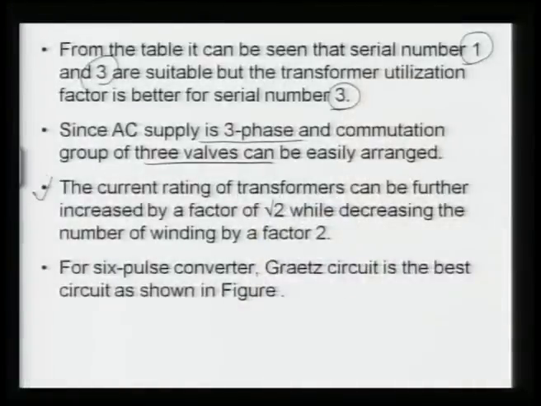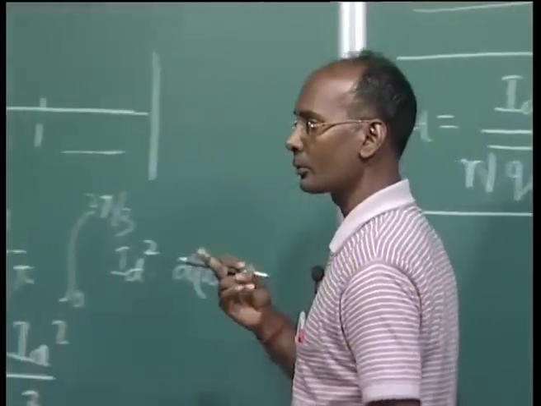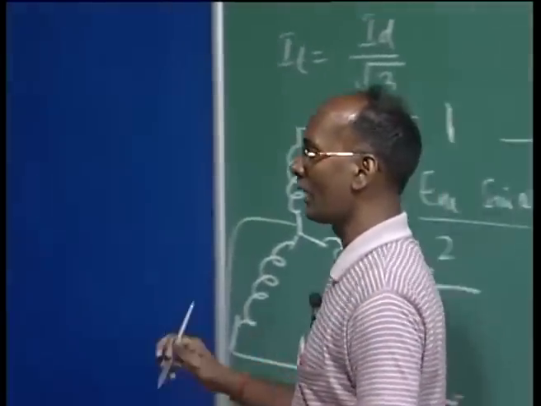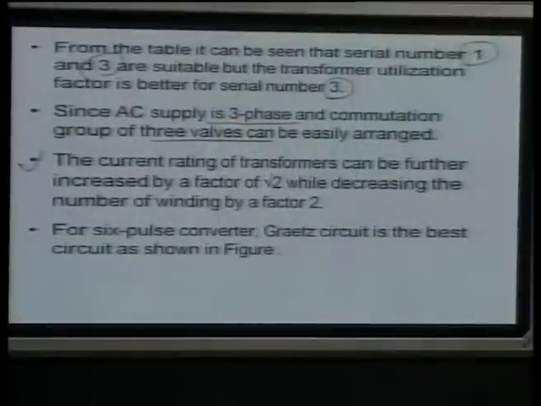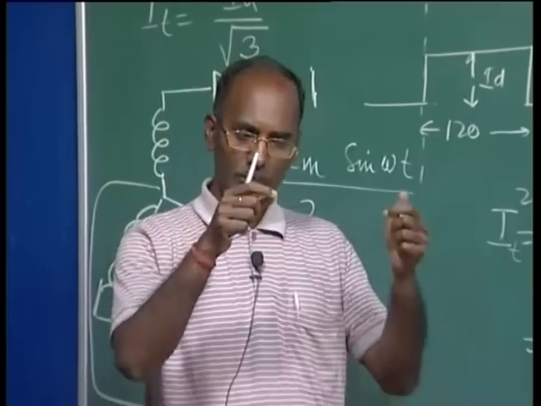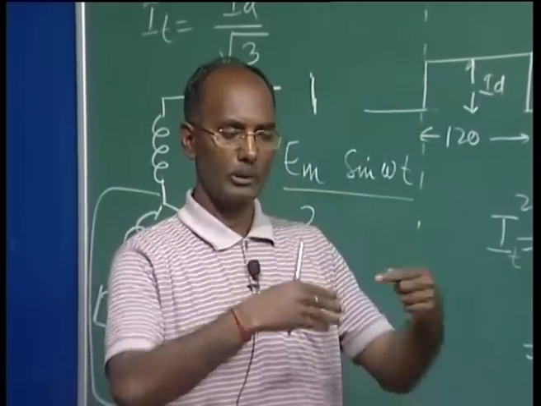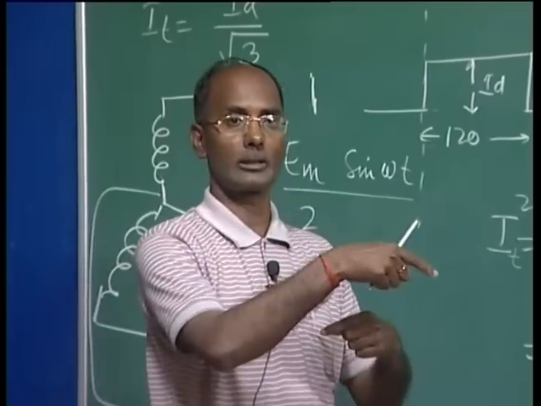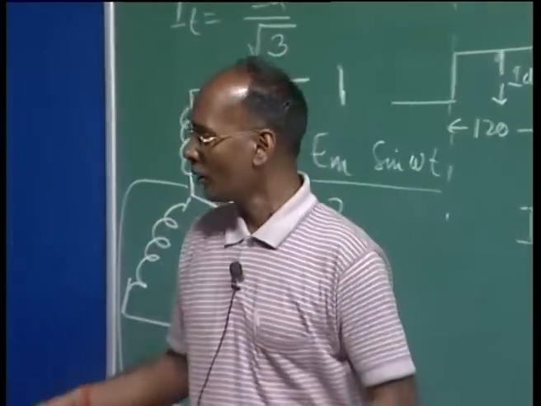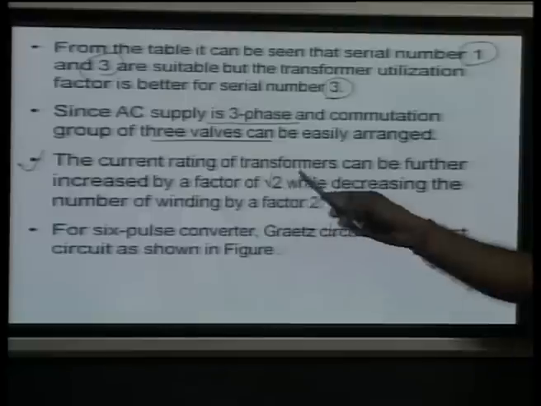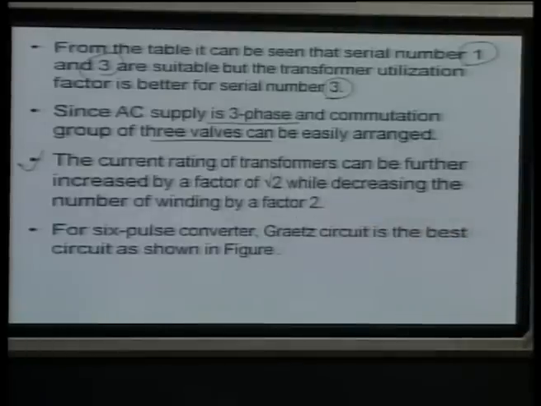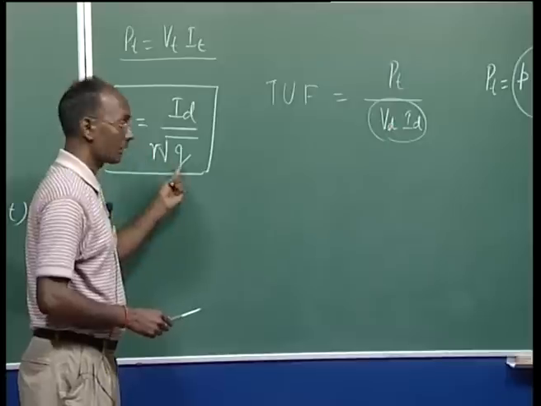You can see the transformer utilization factor can be further improved by a factor under root 2 while decreasing the number of windings by a factor 2. What is its meaning? Suppose you are going to have a 6 winding transformer, in the same 3 winding transformer you can use for the return as well. Means one winding can be used for going, another can be used as a return at the same time. And thereby our utilization factor will be improved by under root 2. It will be improved only here.